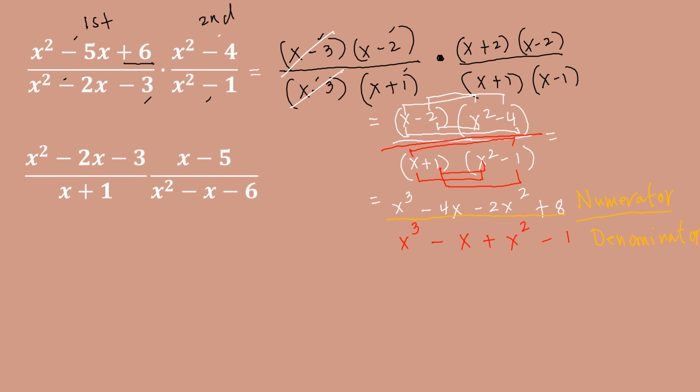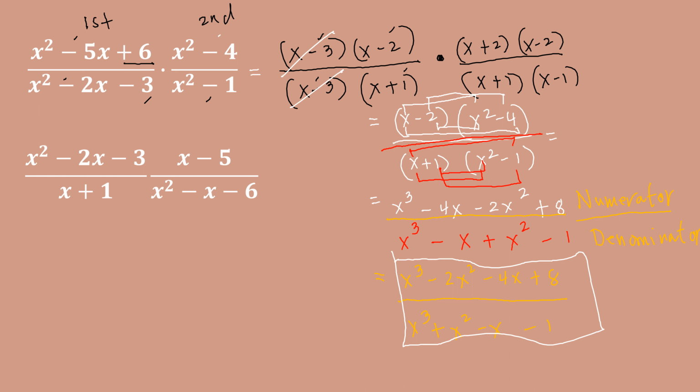So therefore, what we shall do next is to arrange them in descending order. So x cubed followed by 2x squared minus 4x plus 8, and then our denominator will be x cubed plus x squared minus x, and then minus 1. And this will be our entire product. So that's it.